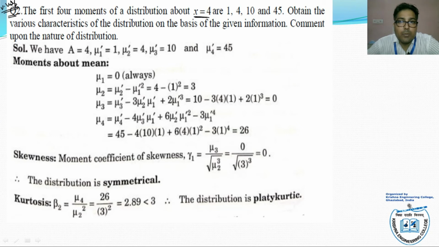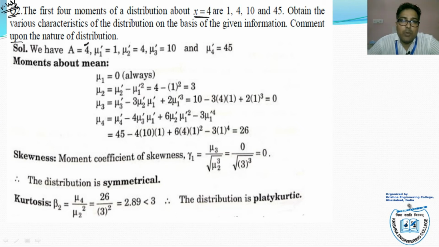Clear? Again, comment upon the nature of the distribution. In this problem, we have capital A equal to 4, an arbitrary number. The moments about an arbitrary number are given. That means the values are mu1 dash is 1, mu2 dash is 4, mu3 dash is 10, mu4 dash is 45. So now find the moments about the mean.